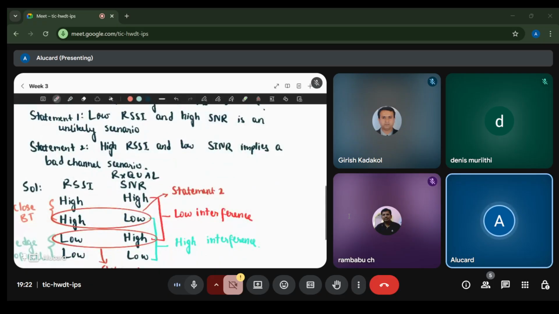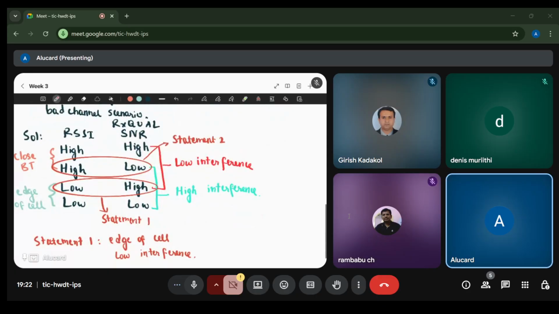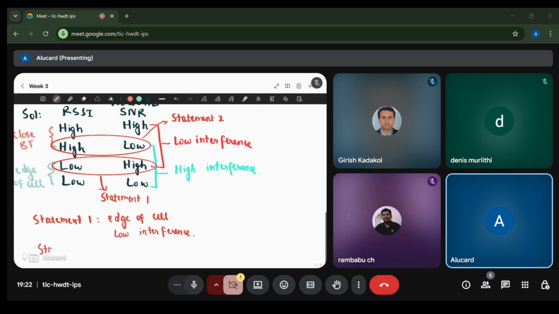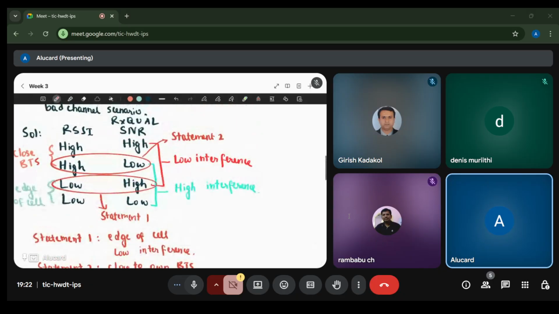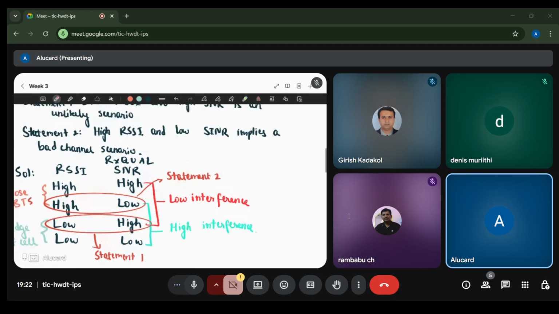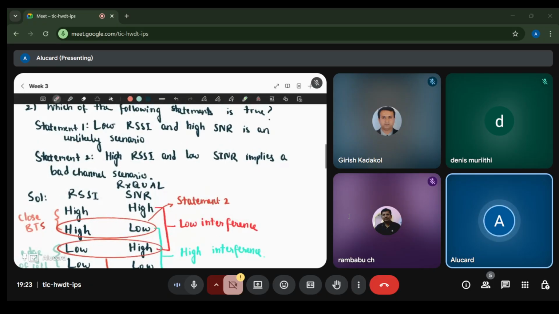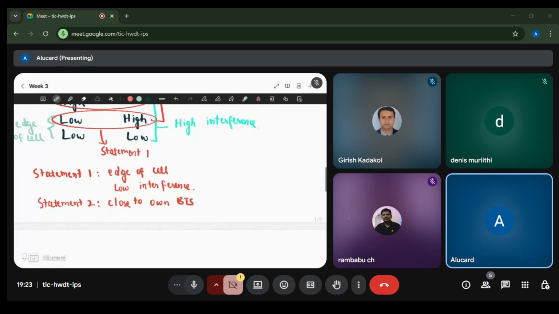And statement 2 says high RSSI and low SINR. So according to statement 2, you are close to your own base station, and low SINR, which means high interference.